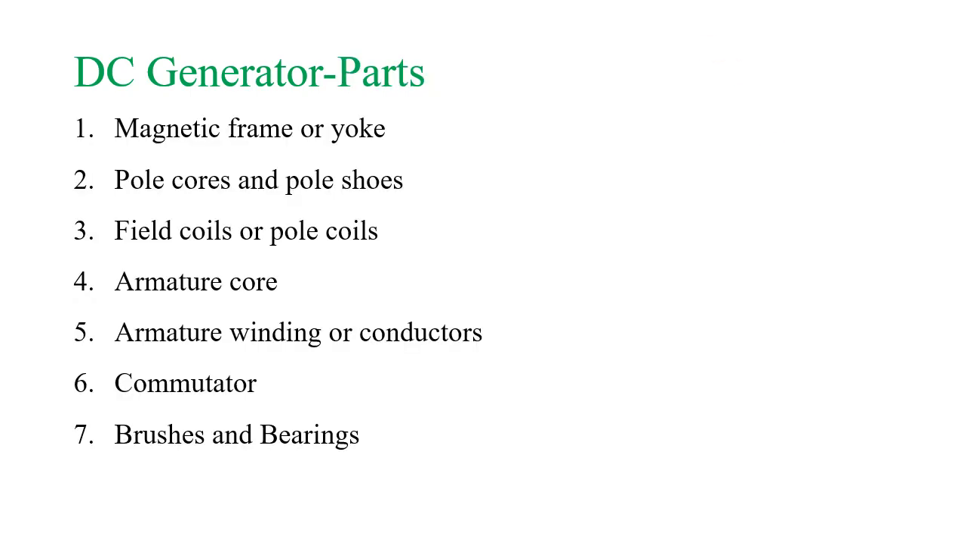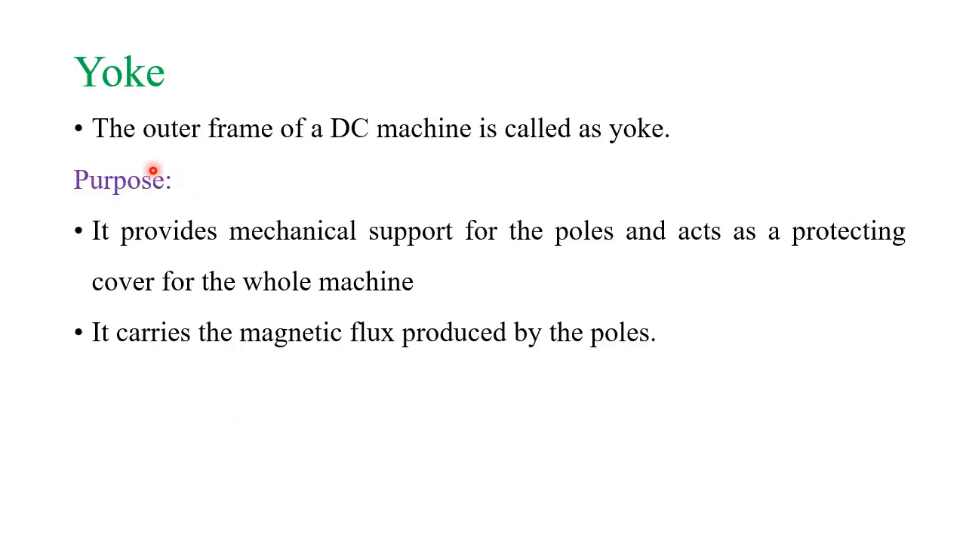So again, these are the parts of the DC generator as we have discussed. It consists of the yoke or magnetic frame, then pole core and pole shoes, then field coils or pole coils, then armature core, armature winding or conductors, then commutator, and finally brushes and bearings. The yoke is the outer frame of the DC machine which provides mechanical support for the poles, and it carries the magnetic flux produced by the poles.